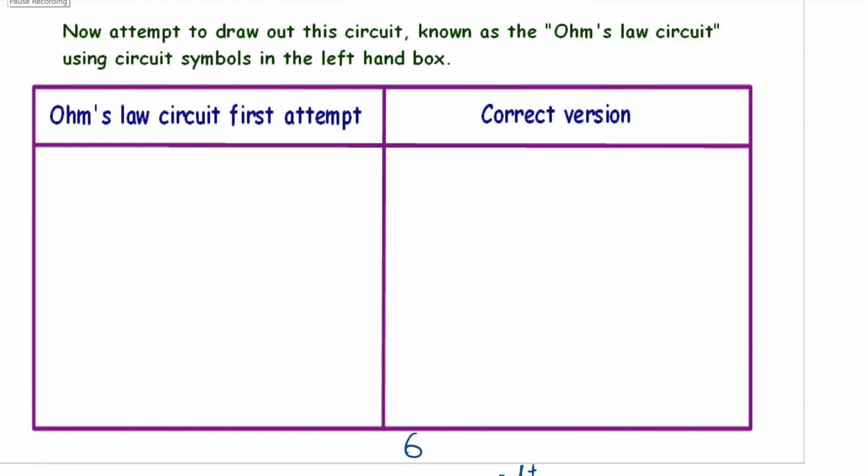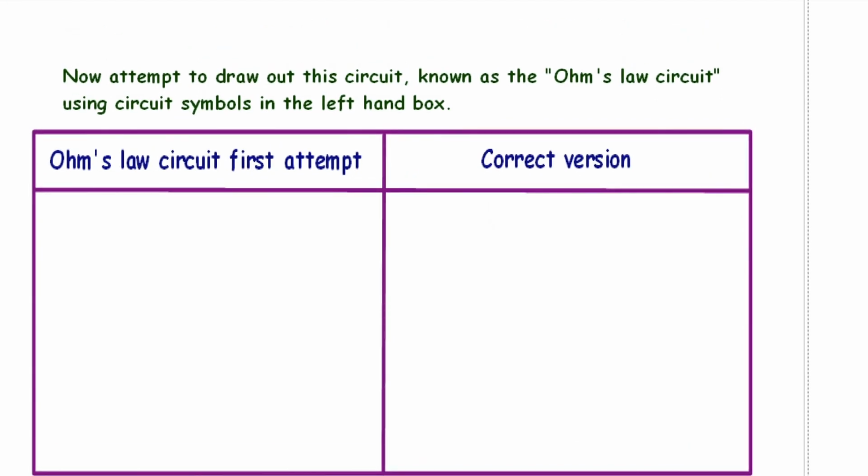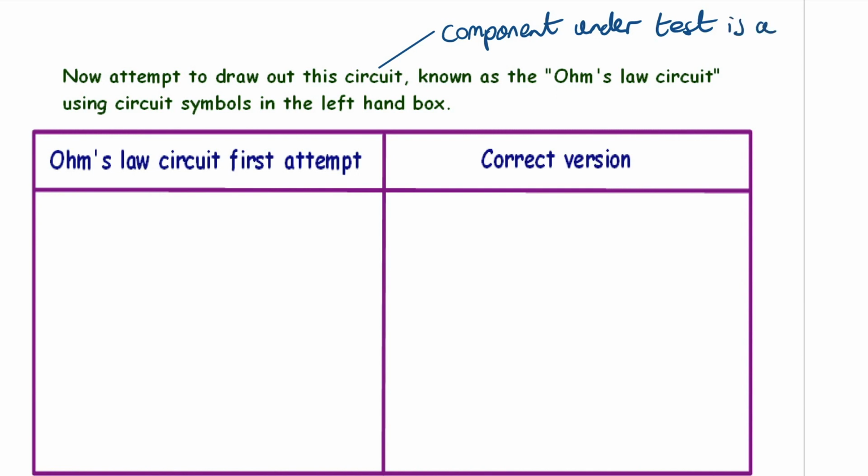Next activity is for you to draw that Ohm's law circuit, but this time I'm making a slight change. Component under test is not a resistor, but a lamp. A component under test is a lamp. So this is one for you to do. Pause the video and put your answer in there.